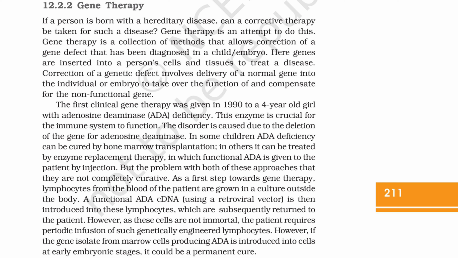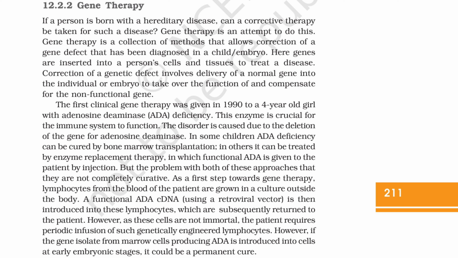The first clinical gene therapy was given in 1990 to a 4-year-old girl with adenosine deaminase (ADA) deficiency. This enzyme is crucial for the immune system to function. The disorder is caused due to the deletion of the gene for adenosine deaminase. In some children, ADA deficiency can be cured by bone marrow transplantation. In others, it can be treated by enzyme replacement therapy, in which functional ADA is given to the patient by injection. But the problem with both of these approaches is that they are not completely curative.